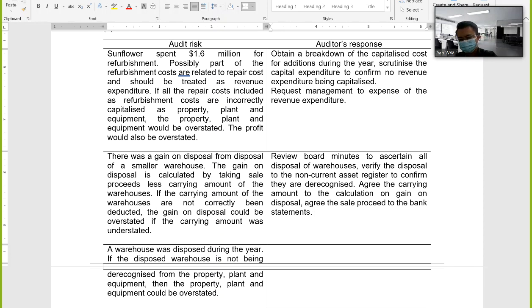So you see all the procedures here are actually telling step by step what to do in order to verify the accuracy of the gain or loss on disposal. Lastly, you recalculate the gain on disposal to confirm accuracy. Okay, that's how we respond to it. Step by step, how we are going to check and reduce the risk, reduce the audit risk.